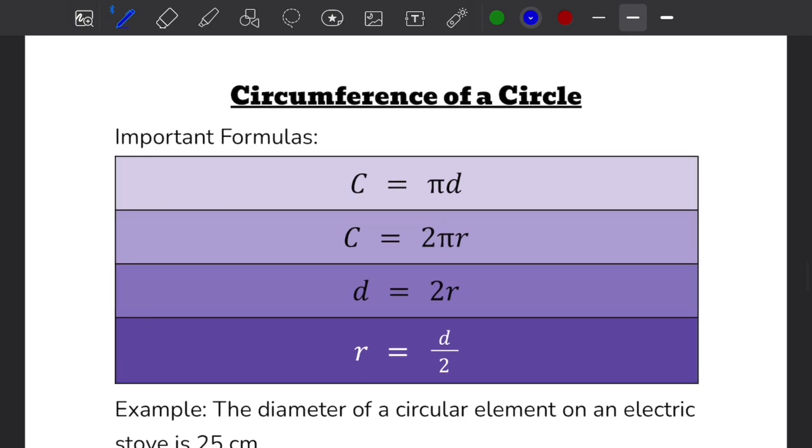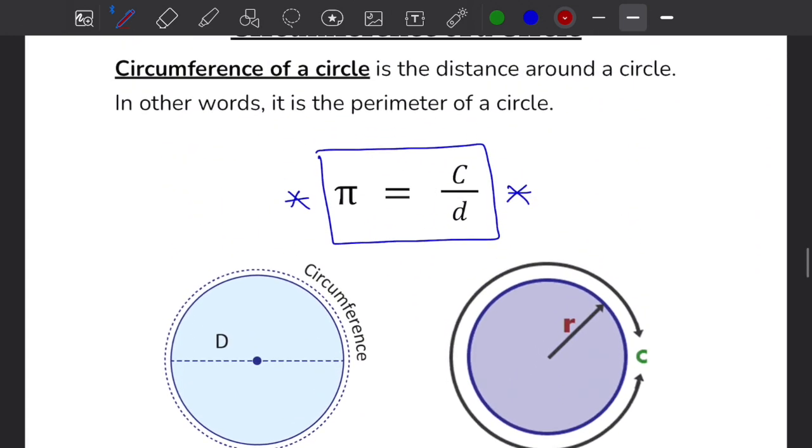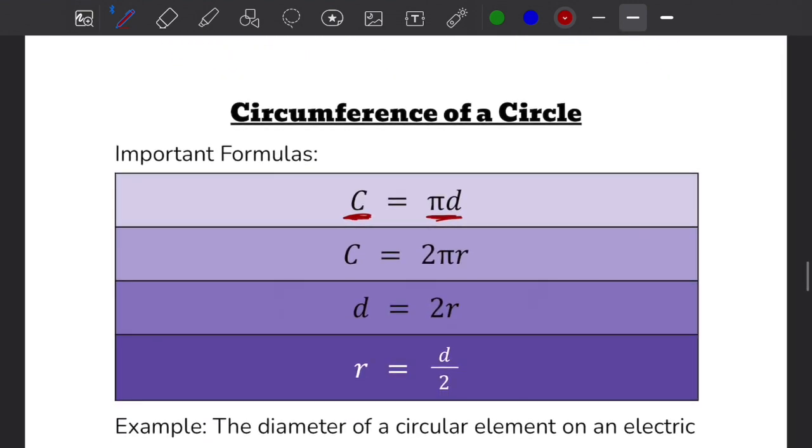Now, to calculate circumference, we have some important formulas. The first formula is that circumference is equal to pi times diameter, and we get this one directly from here. We basically use algebra to move the diameter to the other side by multiplying by d on both sides. So here, circumference is equal to pi multiplied by the diameter. The second formula is the same, but we're using radius as opposed to diameter. So circumference is equal to 2 times pi times the radius. Both of these formulas are equivalent to one another.